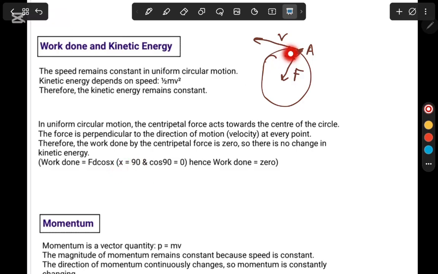Theta here is going to be 90, which is the angle between them, and cos 90 is going to be 0, so work done is equal to 0. Okay, so I hope this point is clear as well.